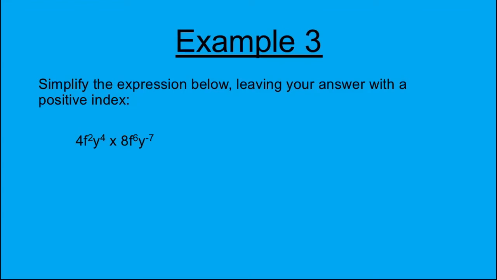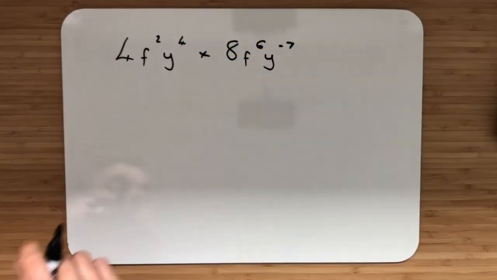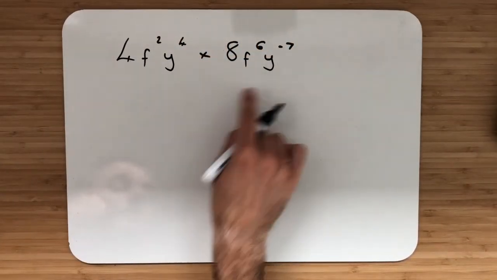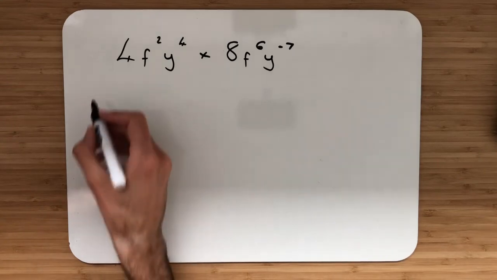Example 3. Simplify the expression below, leaving your answer with a positive index. 4f squared y to the power of 4 multiplied by 8f to the power of 6 y to the negative 7. In example 3, it's a little bit trickier just because we've got a couple of terms here, but there's nothing different to the actual question.